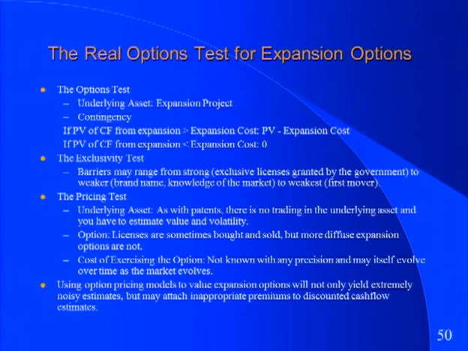So let's pass options to expand through the test. Is there an option? Loosely speaking, yes. The contingency you're looking for is if the present value of the cash flows from expanding exceed the cost of expansion. If not, you won't do it. Is there exclusivity? It really varies across different companies. In some companies, there is exclusivity either because you control a technology or you have a significant competitive advantage, barrier to entry. In other companies, there is no exclusivity, and there the optionality will kind of disappear.